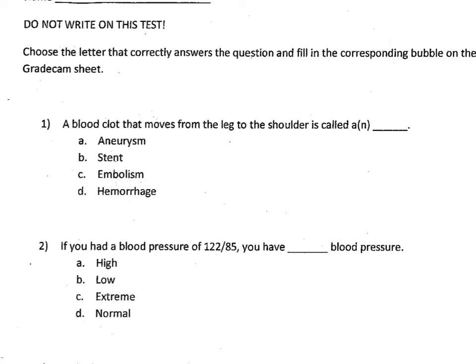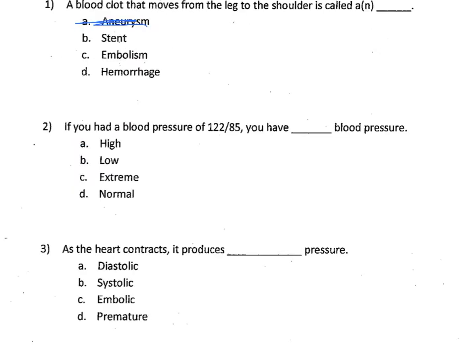Question number 1. A blood clot that moves from the leg to the shoulder is called, is it B, a stent, C, an embolism, or D, a hemorrhage? Cross off letter A. Question number 2. If you had blood pressure of 122/85, you have blank type blood pressure. Cross off letter C. So do you have A, high, B, low, or D, normal?